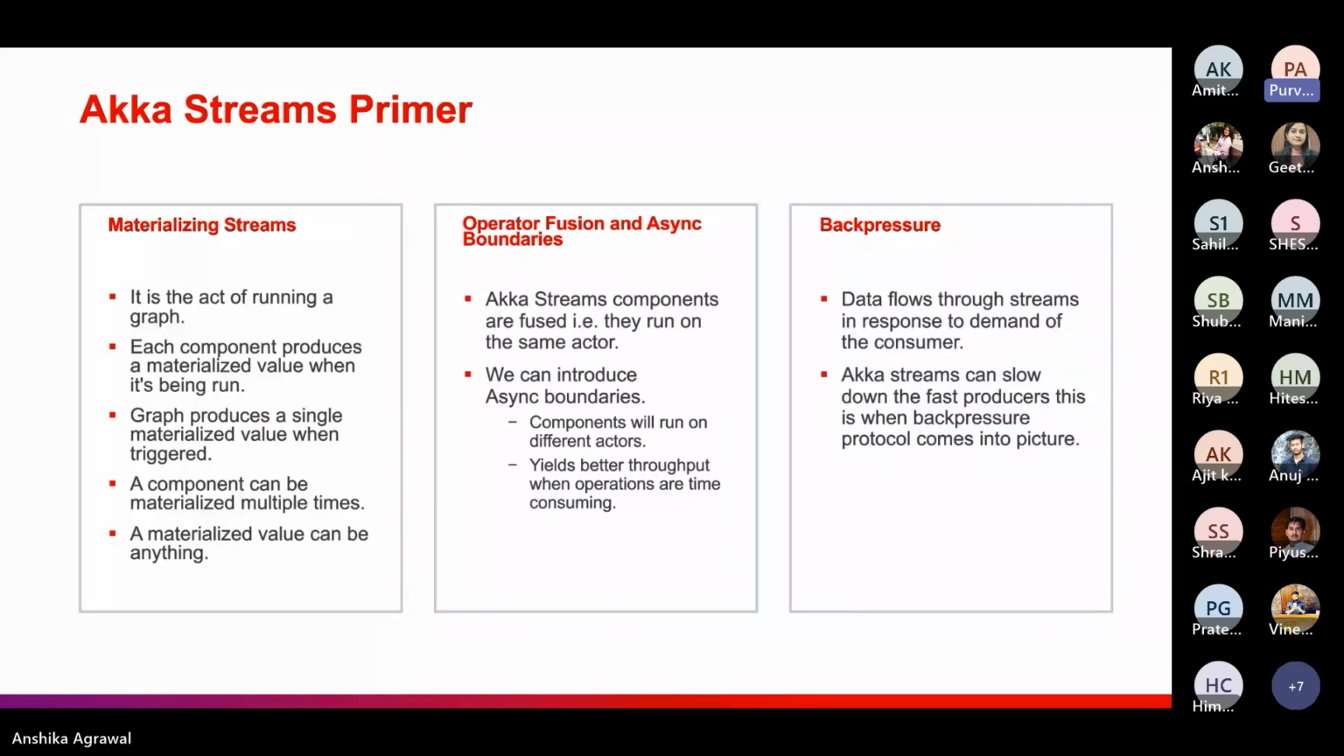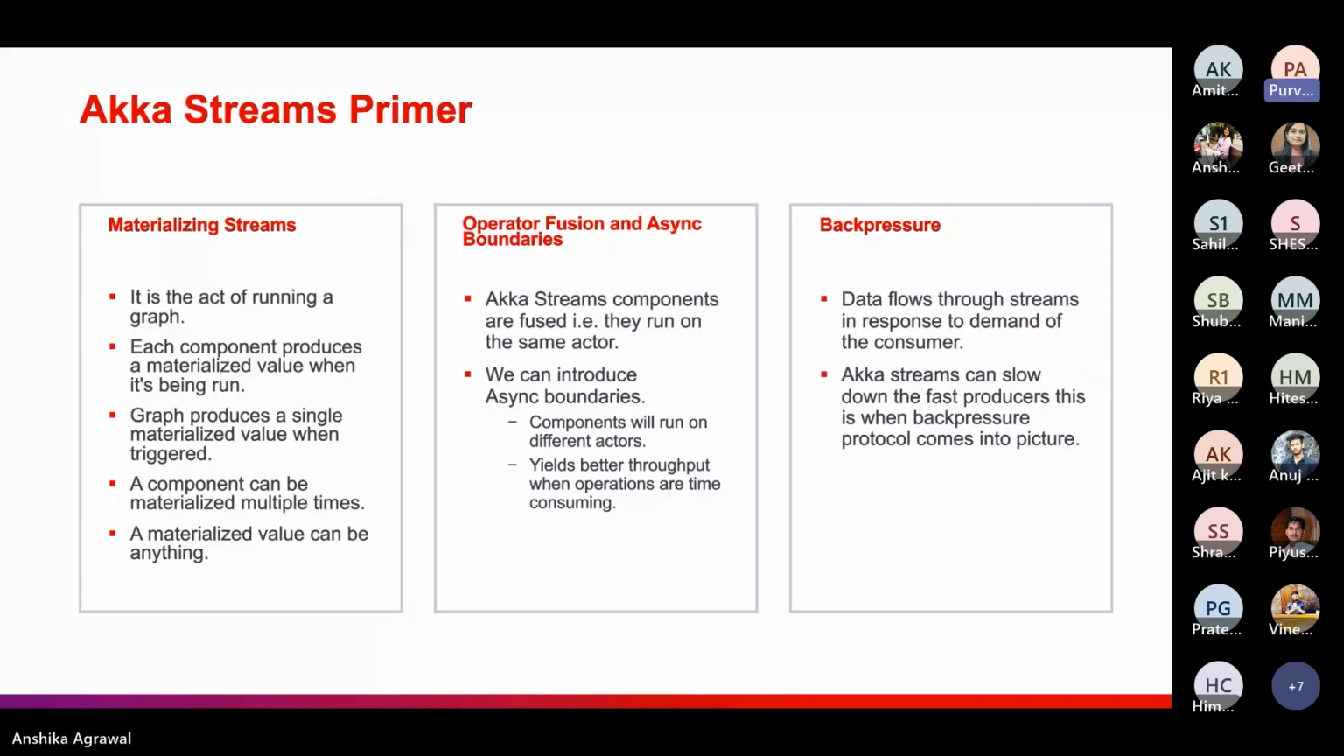Also, there's an advantage of this: it will help us yield better throughput when operations are time consuming. So this has the most advantage when individual operations are expensive, and it should be avoided when the operations are comparable with a message pass. It is the kind of situation where async boundaries work best when individual operations are expensive, so you want to make them run in parallel. But you want to avoid async boundaries and stick to operator fusion when operations are comparable with the message pass.